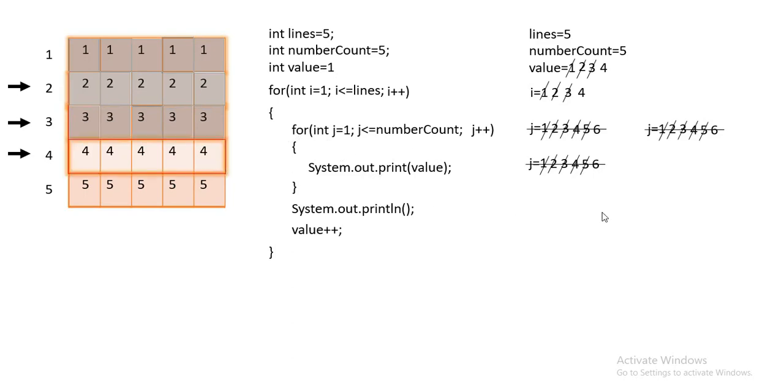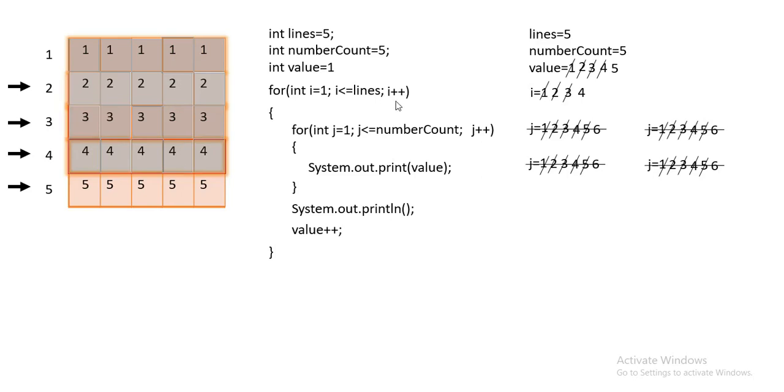The fourth line is selected and j equal to 1. 1 less than or equal to 5, the condition is true, so print this 4. Then go back to j++, j becomes 2. 2 less than or equal to 5, so again print this 4. Similarly, these 4s are also printed until j becomes 6, and end this for loop. Now print a new line. Then increment value by 1, so value becomes 5.